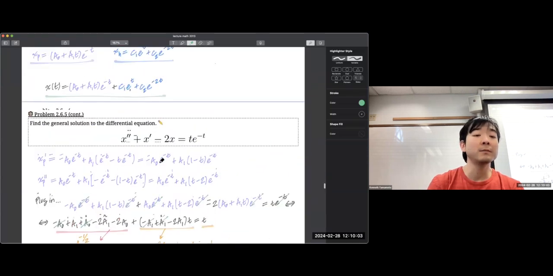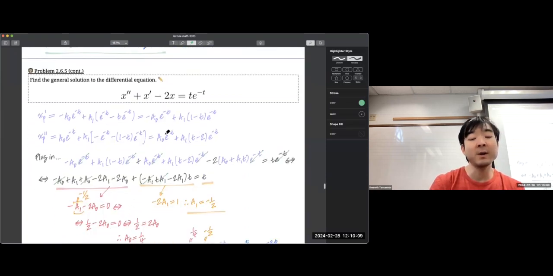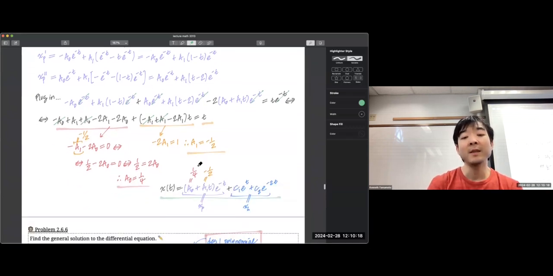But the fact that your particular solution is a first degree polynomial times an exponential means that you have to do the product rule. And I spared you from watching me actually do all of it in detail, but this is the final result if you took the derivative and the second derivative and then plugged everything in. And then you'll get a naught and a1 equal to 1/4 and negative half.